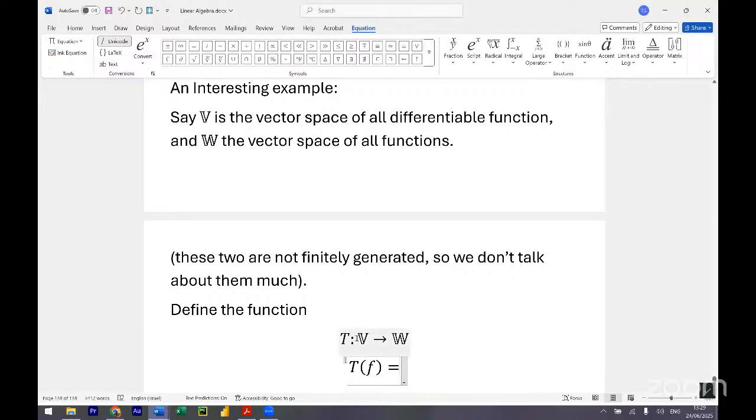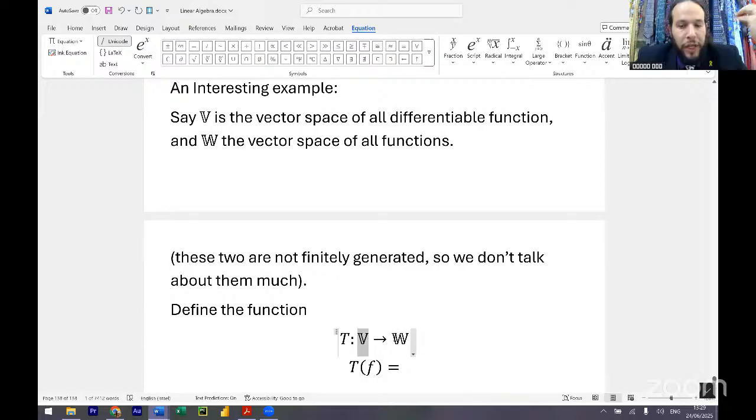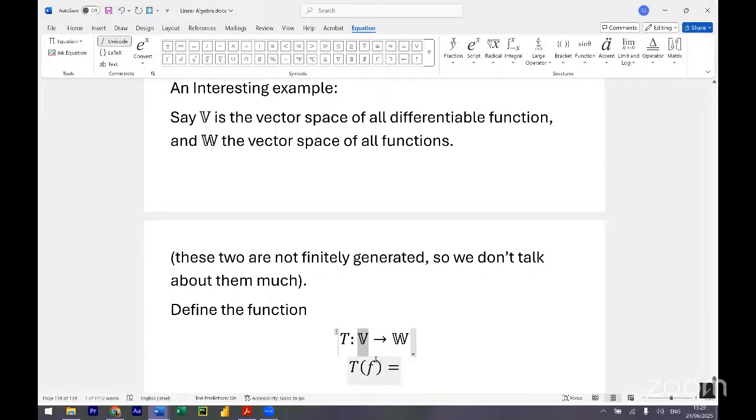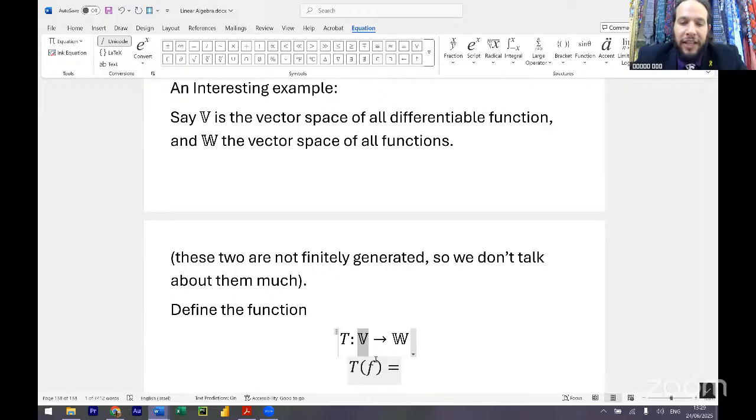The domain is functions, the range is functions, right? So I need for you to tell me what is the so-called formula, what is the method on which we send functions from the domain, we match functions between the domain and the range.